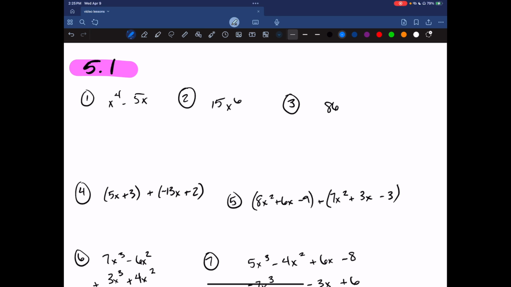So on number one, we have two terms. We know that because they're separated by either an addition or subtraction. And I got two terms here, so that is a binomial. All right, and then on 2 and 3, I only have one term. There's no following operation, so these are monomials.